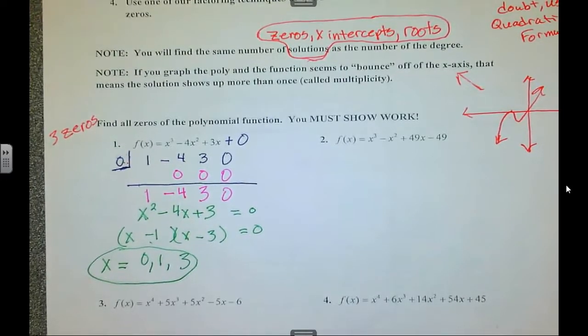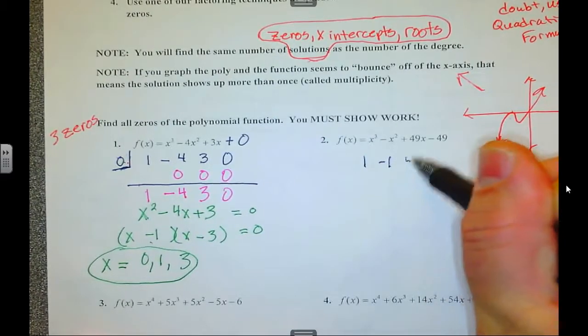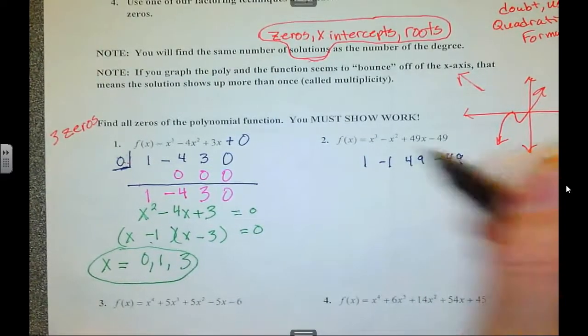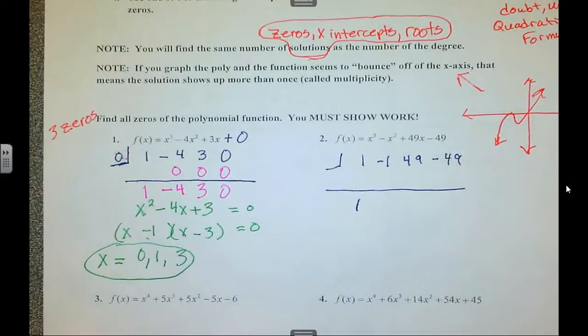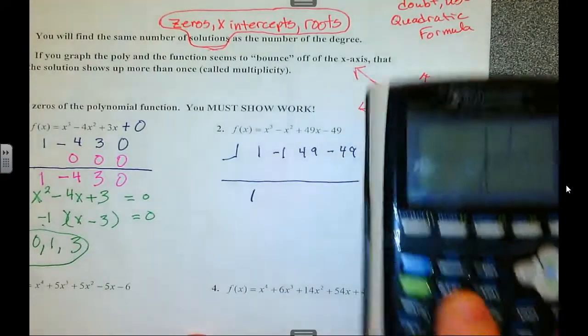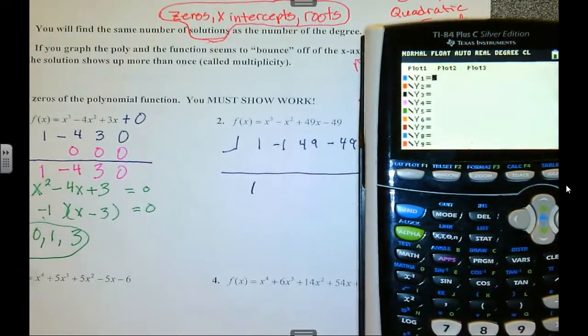Number 2. 1, 1, let's see, would be 1, negative 1, 49, negative 49. Okay, I got to get something to divide it by, right? So, use your handy-dandy calculators. Putting in y equals, let's see, x raised to the 3 minus x squared plus 49x minus 49.